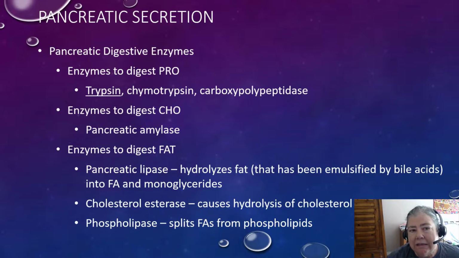But by the time it hits the small intestine, pancreatic amylase is very efficient at further breaking down those carbohydrates into much smaller molecules. There are enzymes to digest fat, primarily pancreatic lipase, and it acts on the fat that has been emulsified by the bile acids into fatty acids and monoglycerides, and creates micelles. Cholesterol esterase hydrolyzes cholesterol esters, and phospholipase breaks down phospholipids.